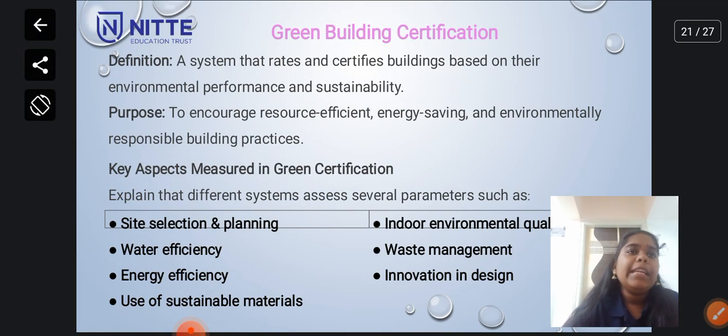And there are also some green building certifications. Green building certification is a certification system that rates the environmental performance and sustainability. The purpose of it is to encourage such green buildings and resource efficient energy savings. It looks at several parameters like site selection, the ones which we talked about before, water efficiency, energy efficiency, use of sustainable materials, indoor environment quality, waste management, innovation, etc.